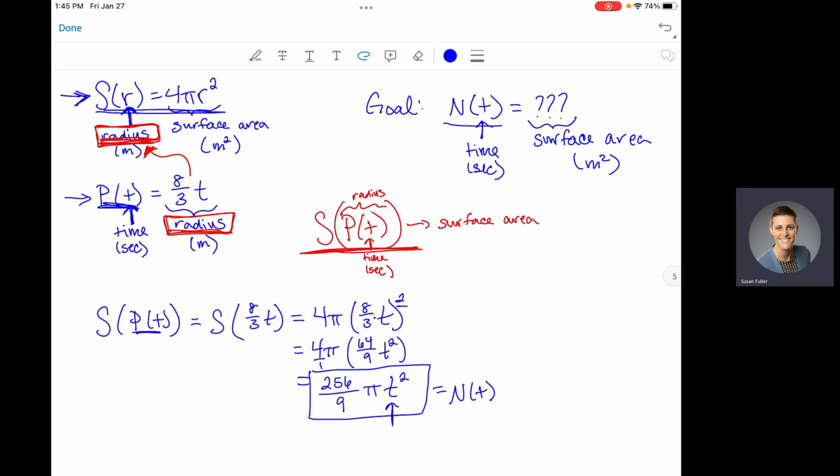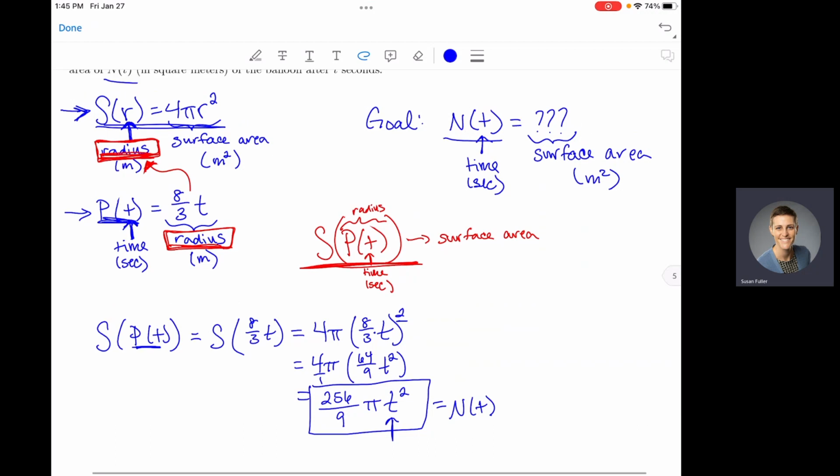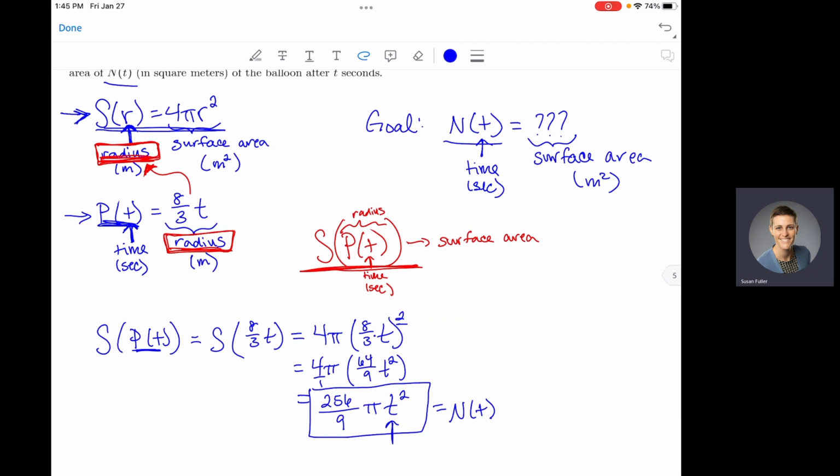So the hard part about this is that you need to figure out what's going into and out of all of the functions that you're given. Then you're going to be able to plug one of your functions into the other to achieve your goal. You just have to figure out which one can go into the other function based on the units. The units are going to tell you that, the units and what they represent.